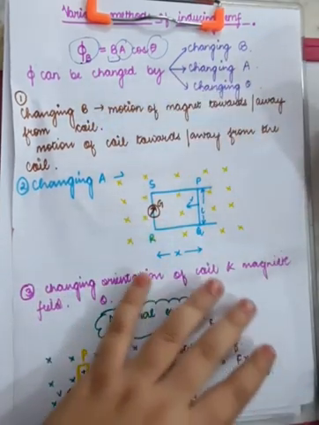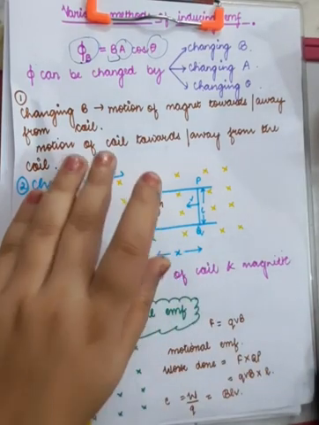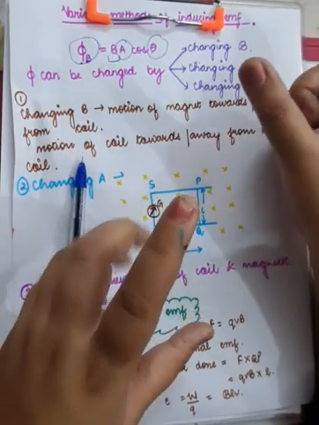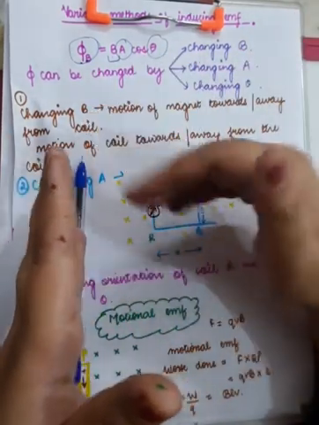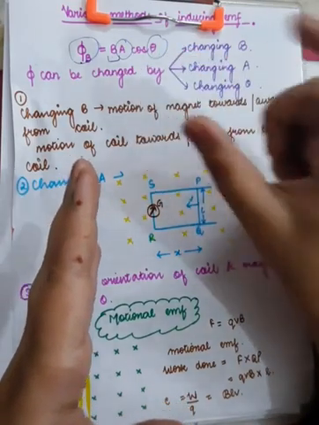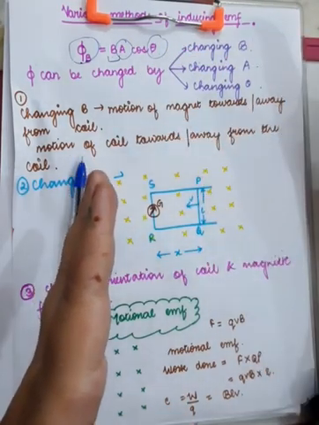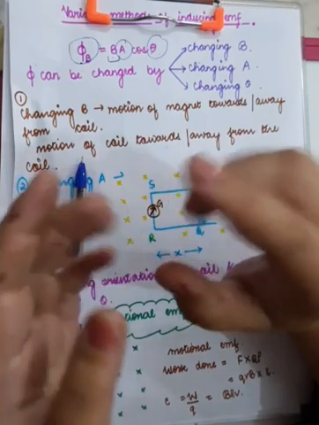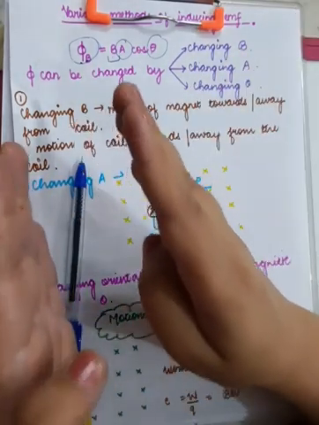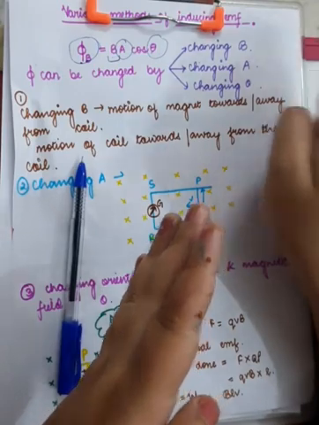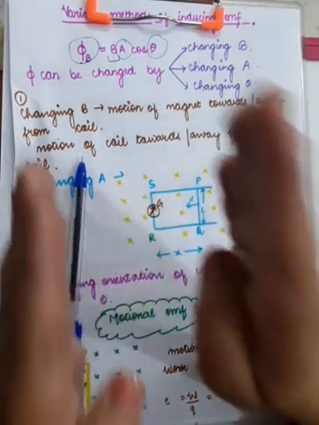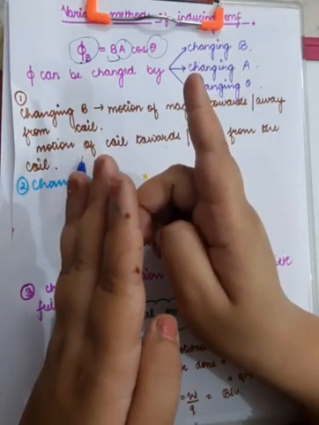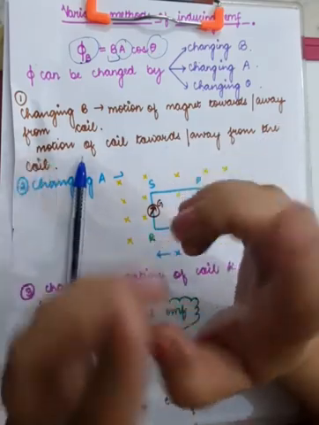So changing B. How to change magnetic field? See, in the experiment, you saw that when we were bringing the magnet closer to the coil, we were changing the magnetic field. When we were taking the magnet away from the coil, we were changing the magnetic field. Second, when we kept the magnet stationary but we were bringing the coil near the magnet, we were changing the magnetic field. Or when we were taking the coil away from the magnet, we were again changing the magnetic field. Okay, and there was another way also.